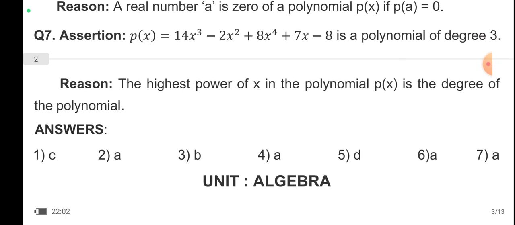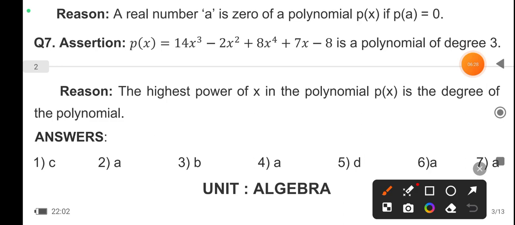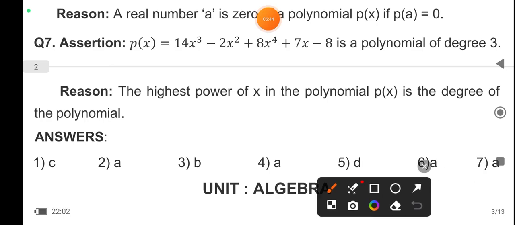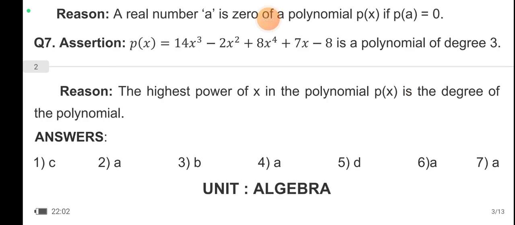Go for question number 7. Now, in question number 7, they said it is degree 3. In this answer also they have given A. But in my point of view, the degree is 4 because x power 4 is given. So A is false, R is true. I am saying the 7th option will be D: A is false, R is true. Highest power of x is the degree of the polynomial. The reason is correct. Kindly check, even this is 9th level.